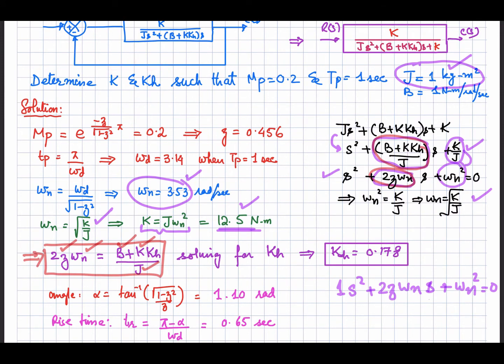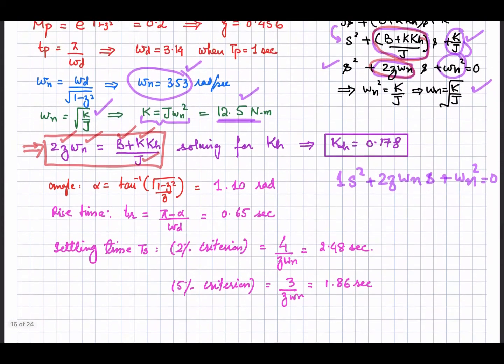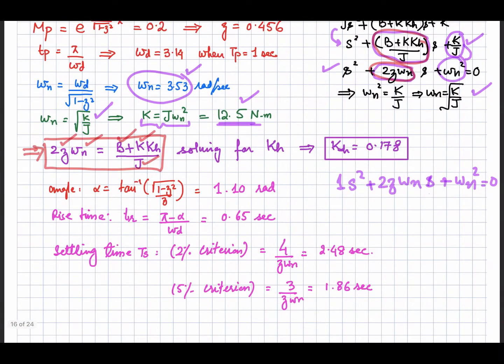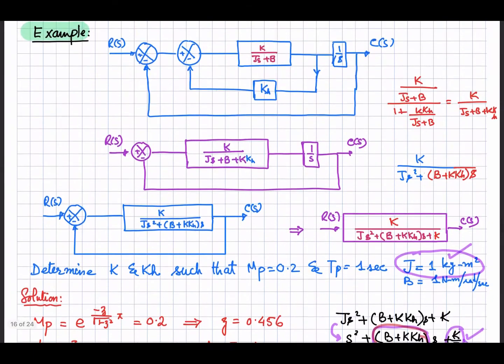Now let's look at some other time domain parameters. So alpha will be equal to tangent inverse of square root of 1 minus zeta square by zeta, so that is 1.10 radian, and the rise time is pi minus alpha divided by omega d. If you plug in the values, you will get 0.65 second, and you can also calculate the settling time: for 2% criteria it is 4 by zeta omega n, and for 5% criteria it is 3 by zeta omega n. So in 1.8 seconds it will reach within the 5% range of the steady state value, and within 2.48 seconds it will reach into the 2% range of your steady state value.